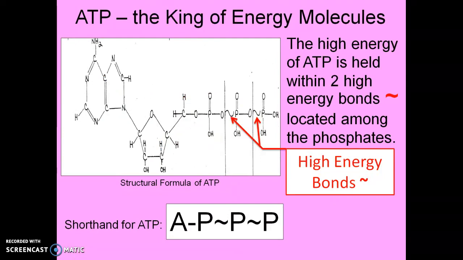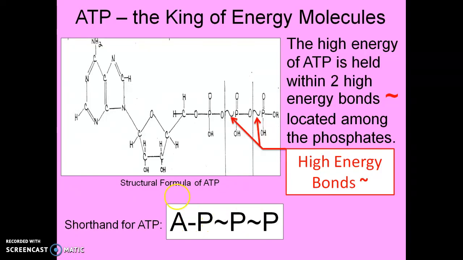The energy of this molecule is located within these 2 bonds that we're pointing to right here. So this is a bond and this is a bond, all right? When we see our little tilde here, as I've learned it's called, this symbol for us is going to mean high energy. So we've got 2 high energy bonds here between the 3rd and 2nd phosphate and between the 2nd and 1st phosphate. So if we're going to write ATP out, we'd have adenosine. Then we have a normal bond between the adenosine and this phosphate. That's because this bond doesn't hold any energy, really.